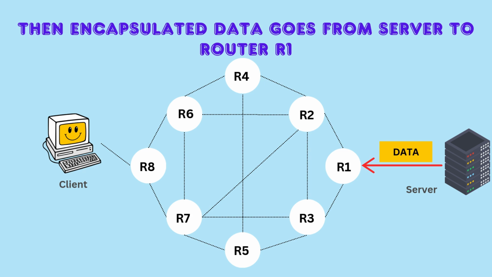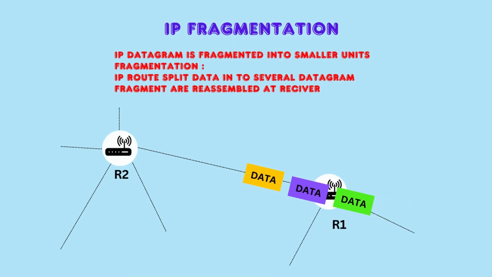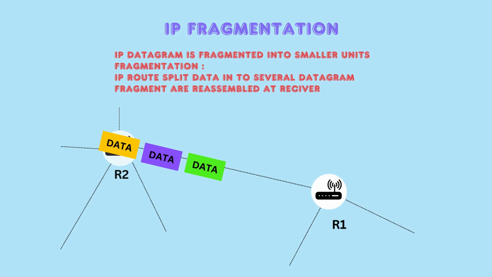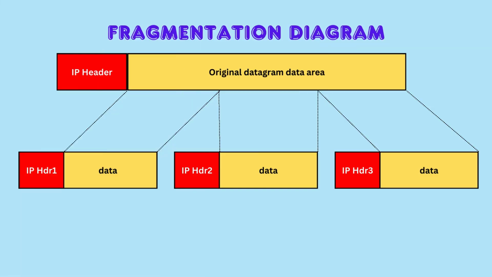But what happens if the size of the IP datagram exceeds the MTU, or maximum transmission unit, of the Ethernet media? In this case, the IP datagram is too large to fit, so router R1 has to fragment it, breaking it into smaller packets that can be sent across the network efficiently. Here's a visual of how the IP datagram fragmentation process works.